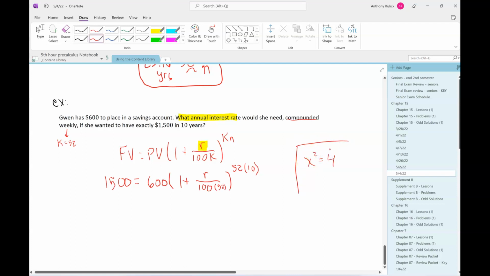What do you use to solve something like that? We're going to need to use a radical. Maybe not necessarily a square root, but we're going to need to use some kind of radical here. Everybody's cool? Okay, I think so. All right, what should we do first? Divide by the 600. Yes, sir.